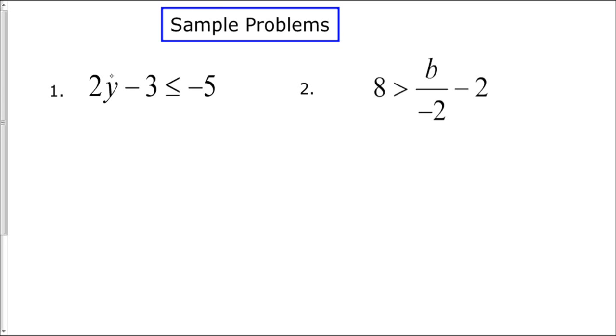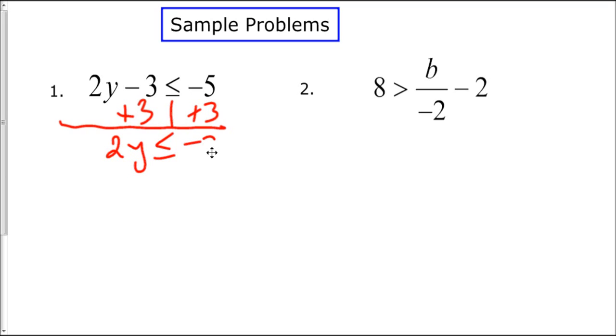I have 2y minus 3 is less than or equal to negative 5. And I want to eliminate the constant that's on the variable side first. So I'm going to add 3 to both sides. I get 2y is less than or equal to negative 2. I want to divide both sides by the coefficient here. 2y divided by 2 is just y. I'm going to bring my sign down, less than or equal to. And negative 2 divided by 2 is negative 1.